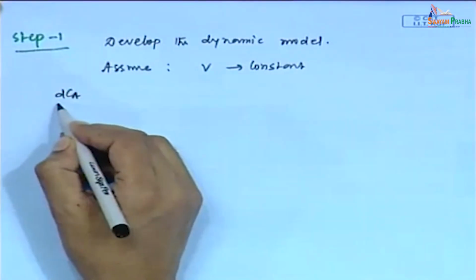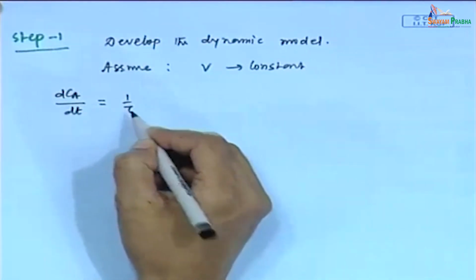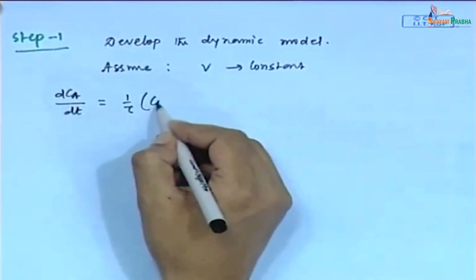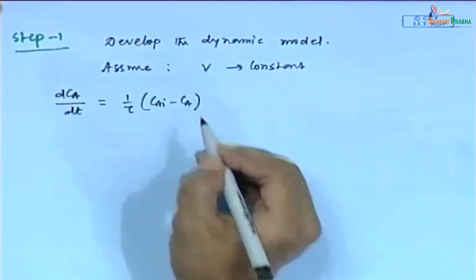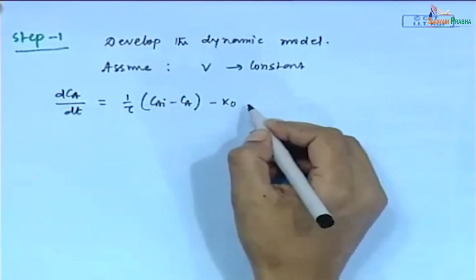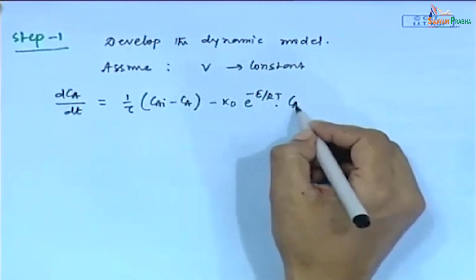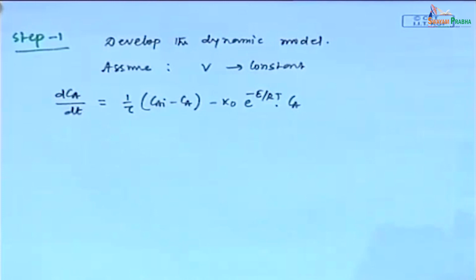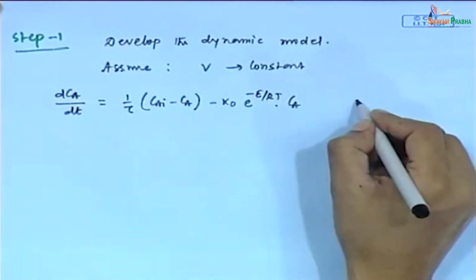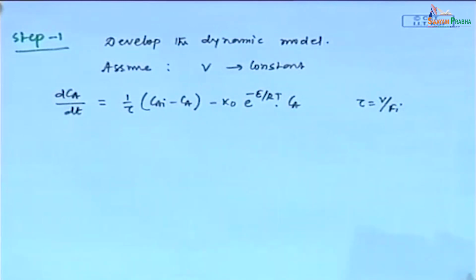So, we will write the final model structure: dCA/dt equal to 1 by tau (CAi minus CA) minus k naught exponential of minus E divided by RT multiplied by CA. Fine. Here tau is V divided by Fi.